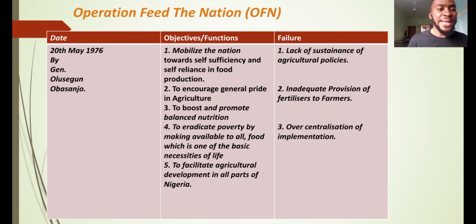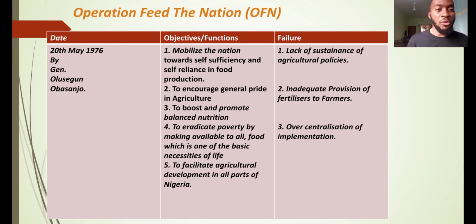Number 2, inadequate provision of fertilizers to farmers. That's one of the problems encountered. Because of lack of funds, they were unable to provide fertilizers to farmers for farming. And you know what that means? The value of farm produce will be low, and the revenue generated from it will also be low.